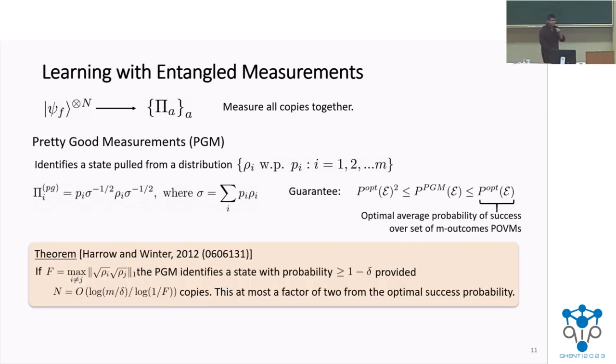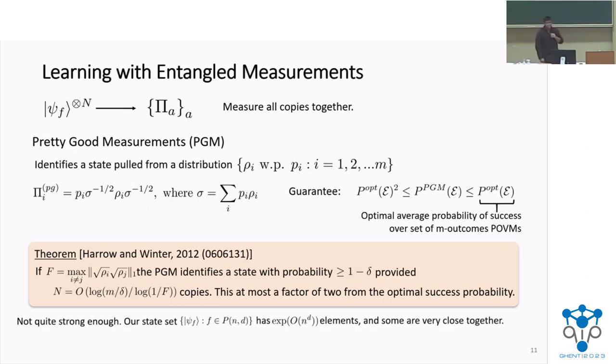So now if we wanted to learn these states using pretty good measurements, we could perhaps use this theorem by Harrow and Winter, who showed that if you have M ensemble members and f is the maximum fidelity of all the different members in the ensemble, then you can identify any state with probability greater than 1 minus delta, provided that you have enough copies, going as log of M over delta divided by log of 1 over the fidelity. So this seems pretty cool.